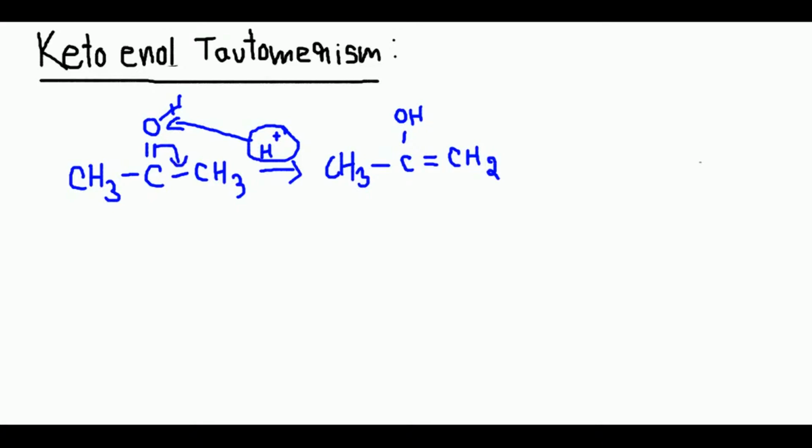As it forms OH, this double bond will shift here. So when the double bond shifts here, one H plus from here will be removed. This H plus will be removed and the reaction takes place. So this is the mechanism. It's a very simple mechanism, you need not worry. So this is known as keto-enol tautomerism.